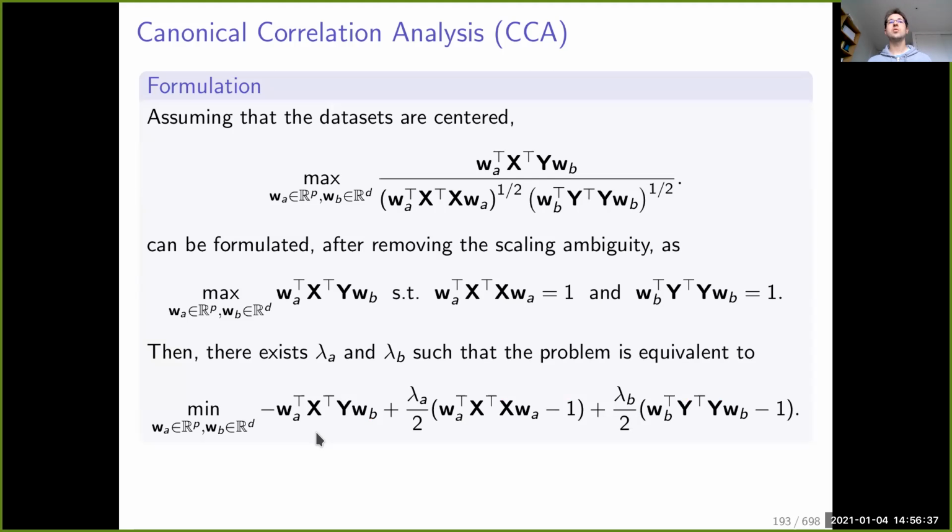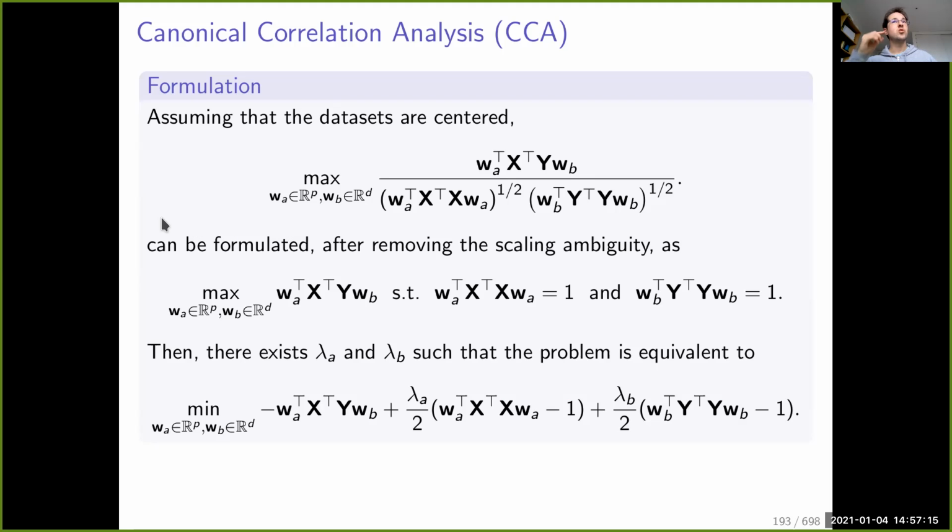Okay, so let us work a bit with this formula. So let us consider this part of the lecture to be optional. You can accelerate the video if you find it a bit hard to follow. But if you are interested in this, let us look at the details. If we remove these sums and prefer to work with matrix notations, the previous problem is simply the maximization of WA times X transpose Y times WB divided by these variance terms.